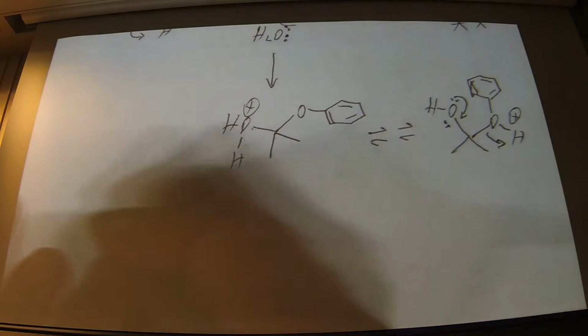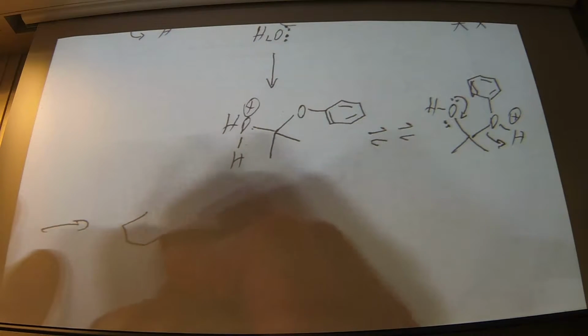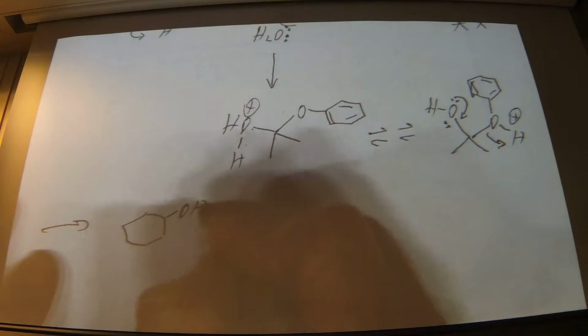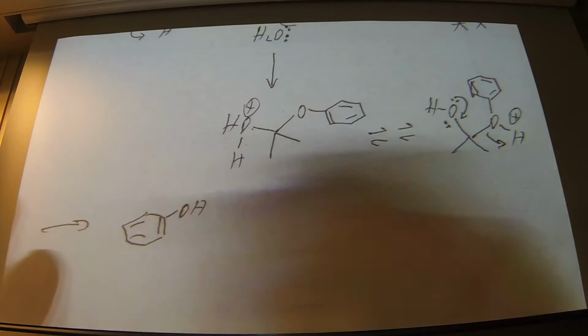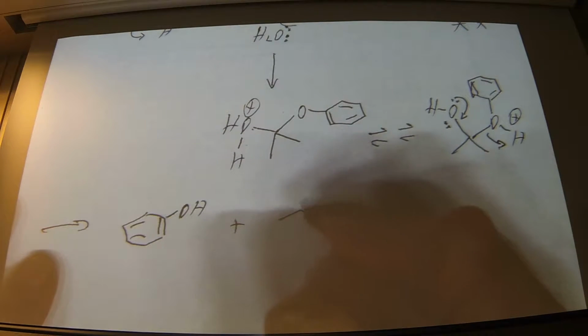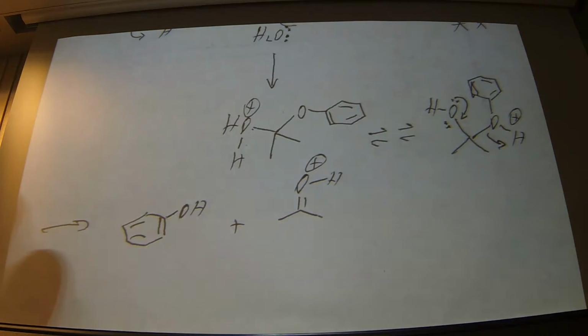So from the right-hand piece here, what you get is phenol. So that's one of the products. And from the right-hand piece, you end up with a conjugate acid of, you guessed it, acetone. And so this process gives you two very useful products. It gives you phenol and it gives you acetone.